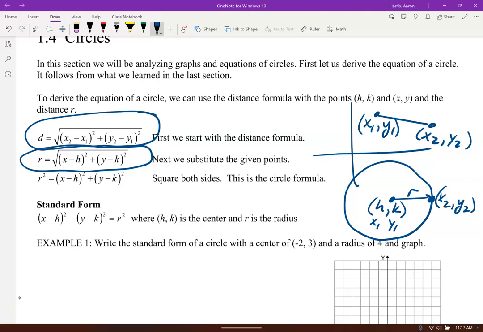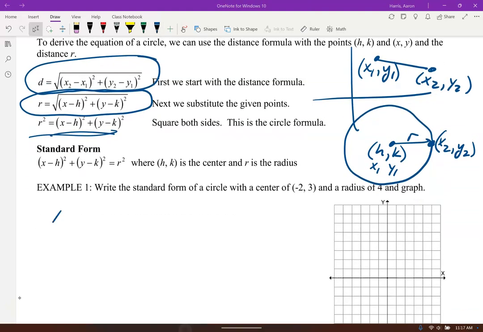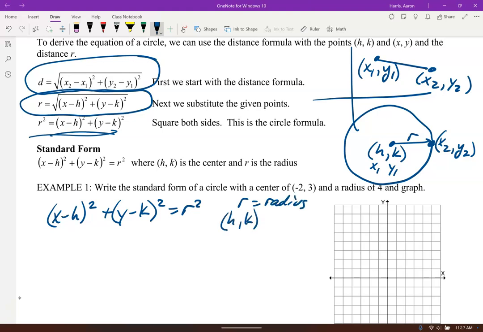x minus h quantity squared plus y minus k quantity squared. And then you square both sides to undo the radical. And that's where you end up with r squared equals x minus h squared plus y minus k squared. In other words, a standard form of a circle, right? So here's your standard form of a circle, where r is the radius and h, k is the center point of the circle.